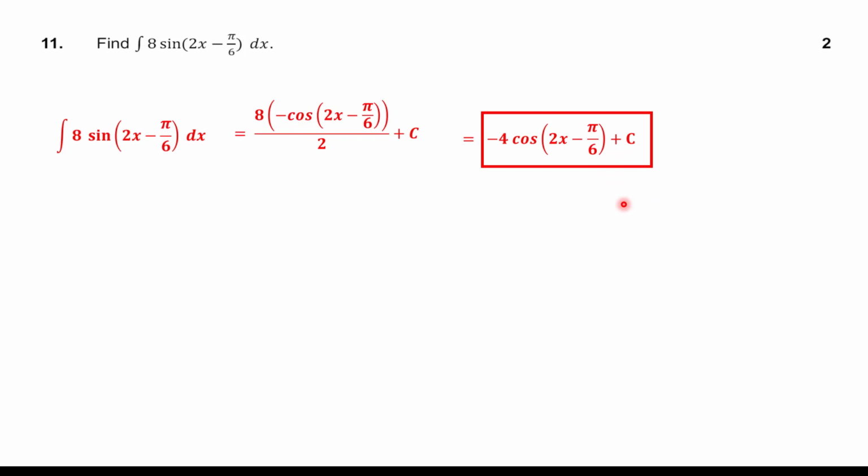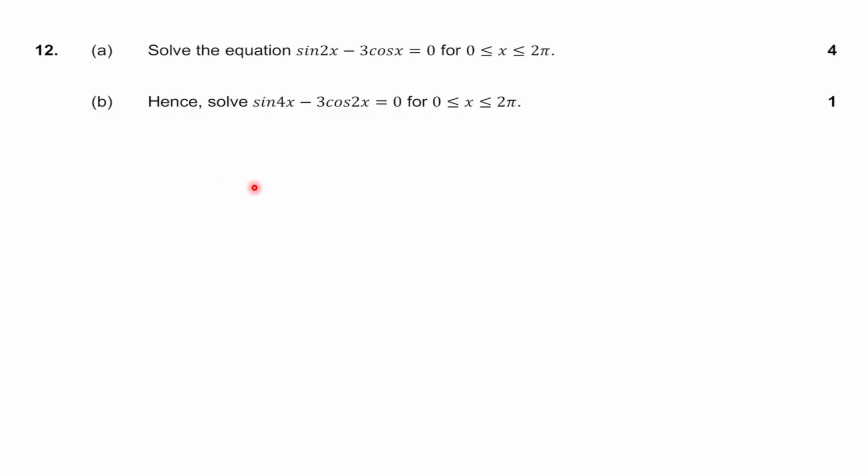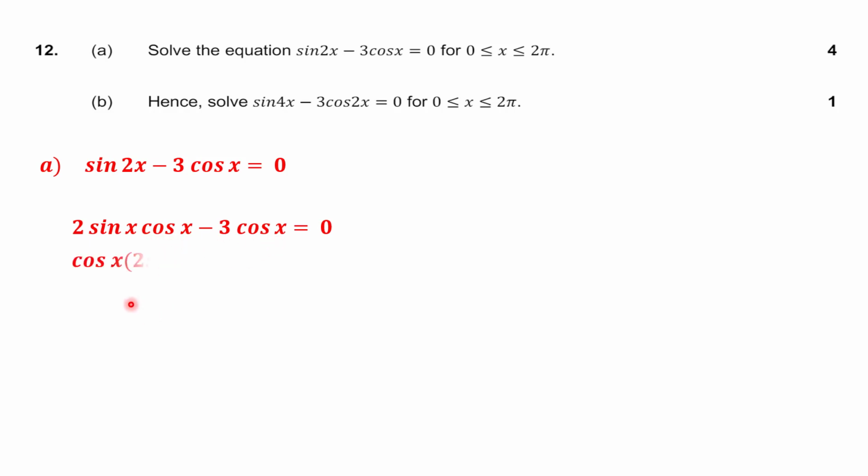And that's 2 marks. Okay, question 12. Part A. Solve the equation sine 2x take away 3 cosine x equals 0 for x between 0 and 2 pi radians. Okay, there's the equation. The first thing we do is we change sine 2x into 2 sine x cosine x, and then we've got a common factor of cosine x. So the next step is to take out cosine x as a common factor to give this.